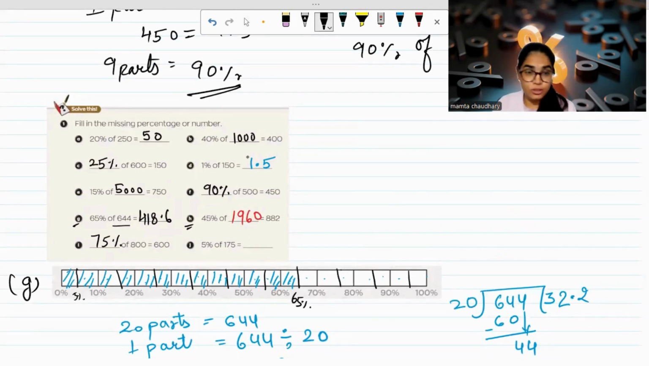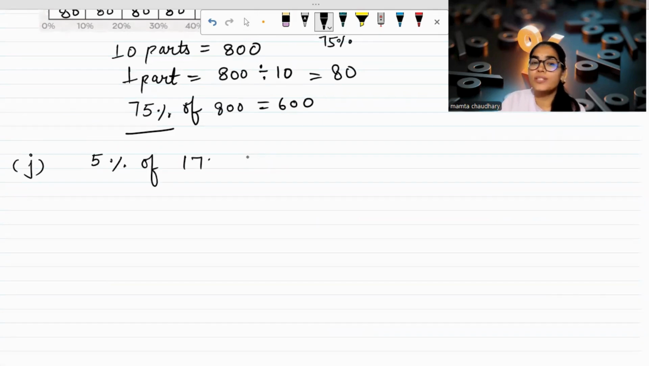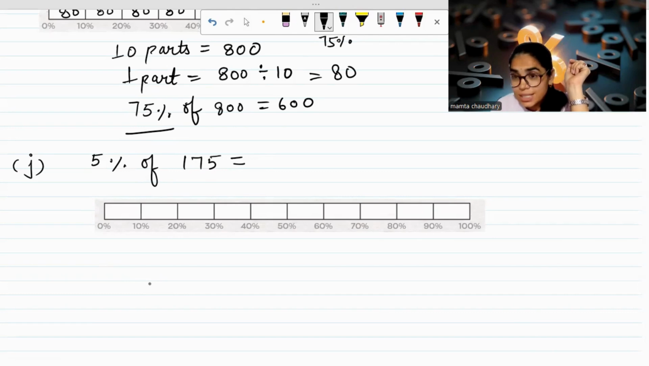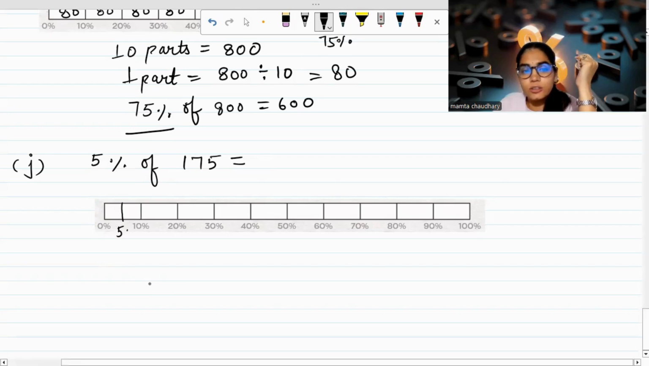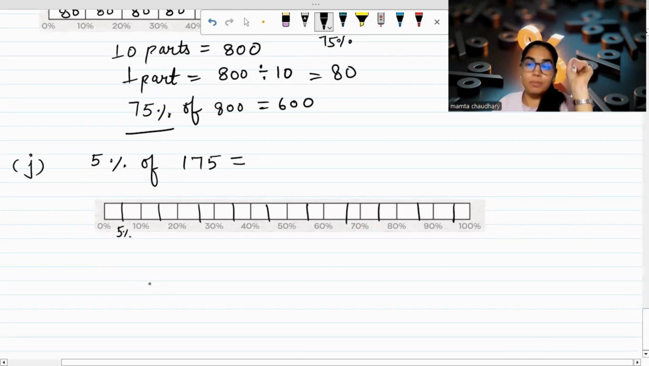Now last question. 5% of 175. 5% of 175 you have to calculate. What is the first step? First step is to draw bar model. Okay, we have drawn bar model, but here we have this one box as 10%. We need 5%. It means we'll divide this into two parts. 5%. Okay. So let's divide whole into two parts. Here, two parts. So total how many parts are there? You have seen if we are dividing into two parts, total 20 parts we are getting.